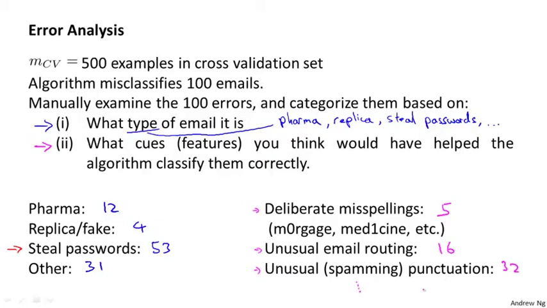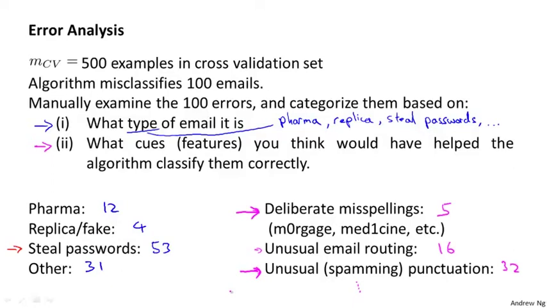And if this is what you get on your cross-validation set, then it really tells you that maybe deliberate misspellings is a sufficiently rare phenomenon that maybe it is not worth a lot of time trying to write algorithms to detect that. But if you find a lot of spammers are using unusual punctuation, then maybe that's a strong sign that it might actually be worth your while to spend the time to develop more sophisticated features based on the punctuation. So this sort of error analysis, which is really the process of manually examining the mistakes that the algorithm makes, can often help guide you to the most fruitful avenues to pursue.